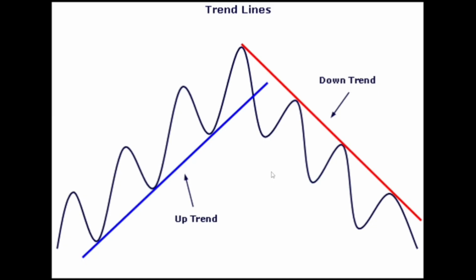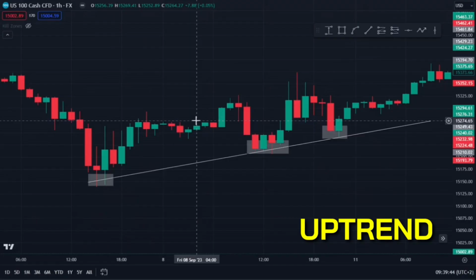Okay, so what is a trend line? Well, a trend line is a line drawn above pivot highs or under pivot lows to show the general direction of price. Trend lines can help you identify the long-term trend in the market and can also assist you with your entries and exits of positions. So here's an example on the Nasdaq on the 1 hour time frame.